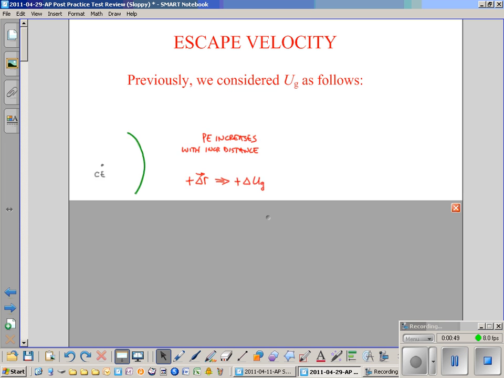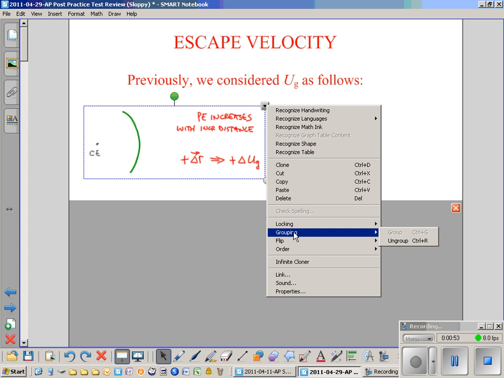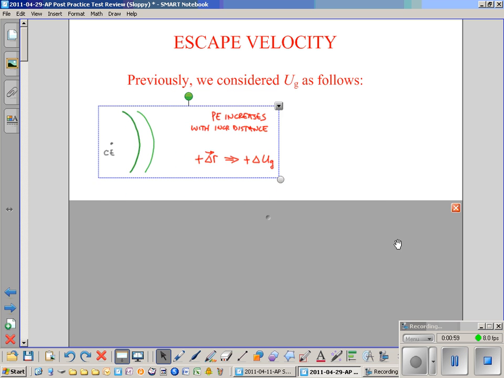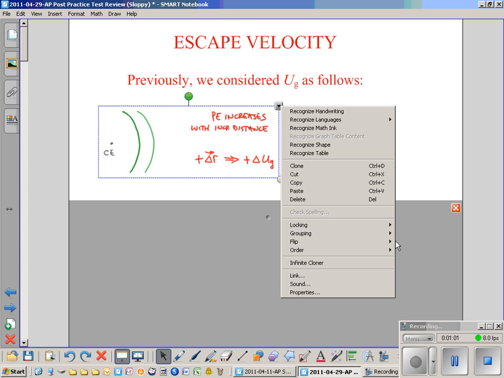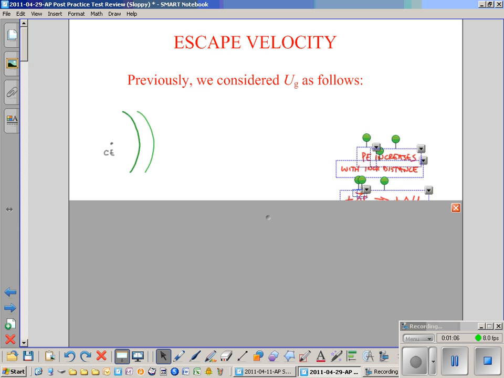As we are leaving Earth, the idea of escape velocity is as follows. Oh, that's nice. All right, let's get this out of the way. Come back to you later.